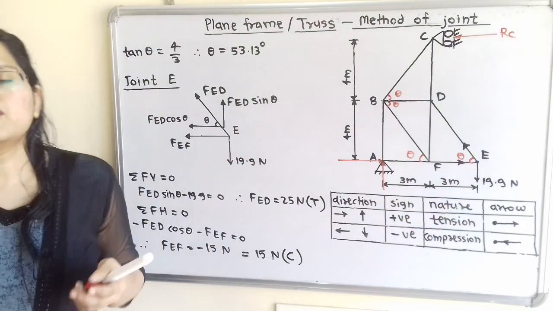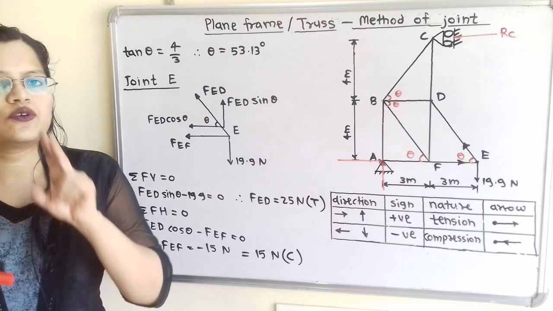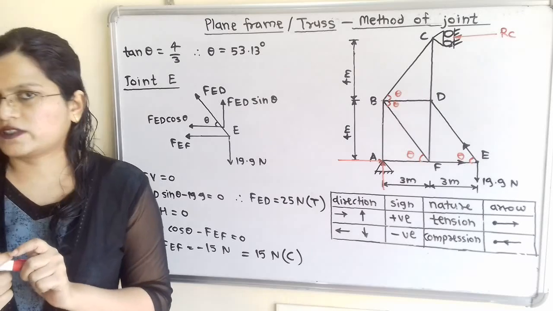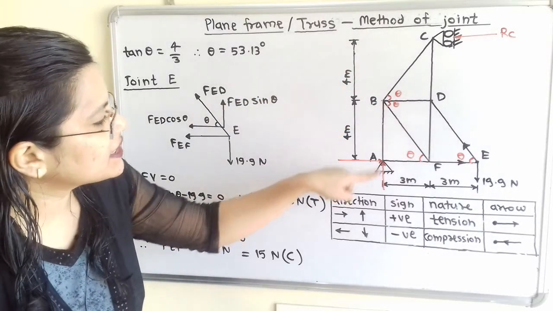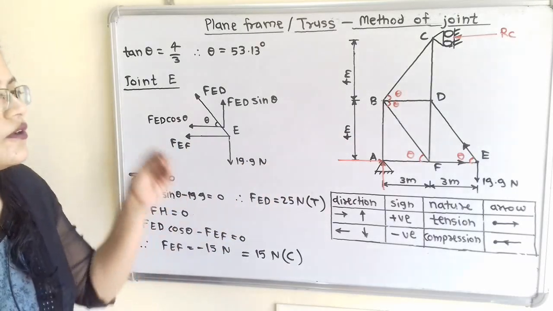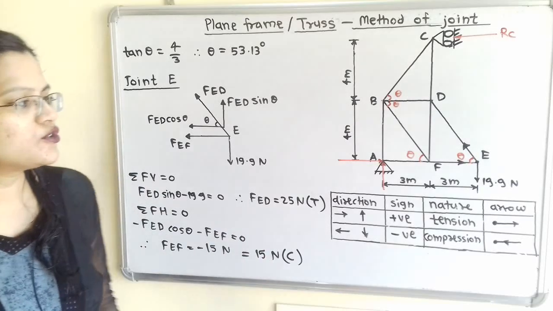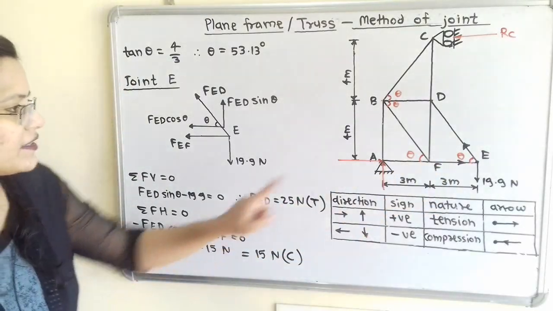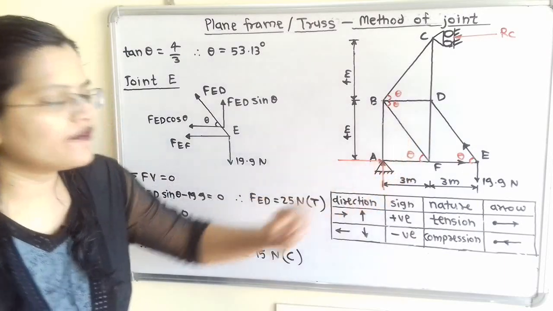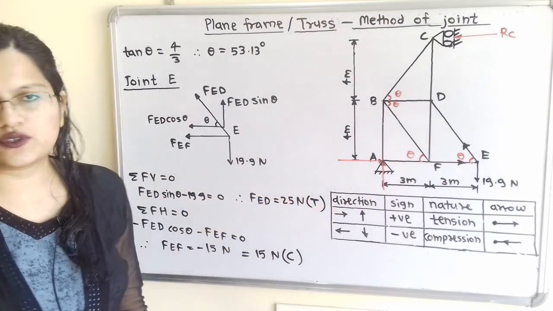Now we will move to the next joint. Now we have to select the joint with two unknown forces. So if we observe here, there is no such joint with two unknown forces, because if we observe this joint F, then here one force is known that we have calculated, but there are other three unknown forces with three members. So there is no such joint.